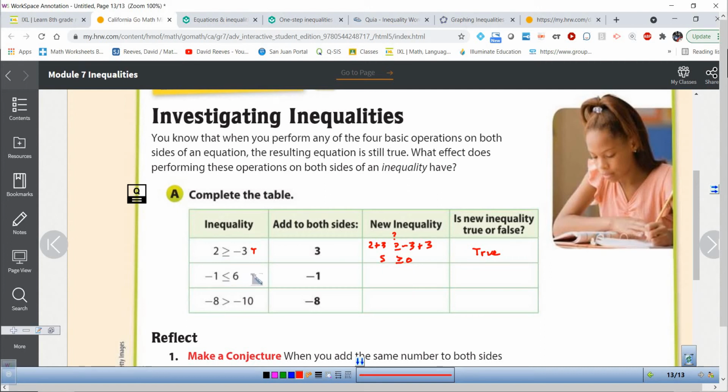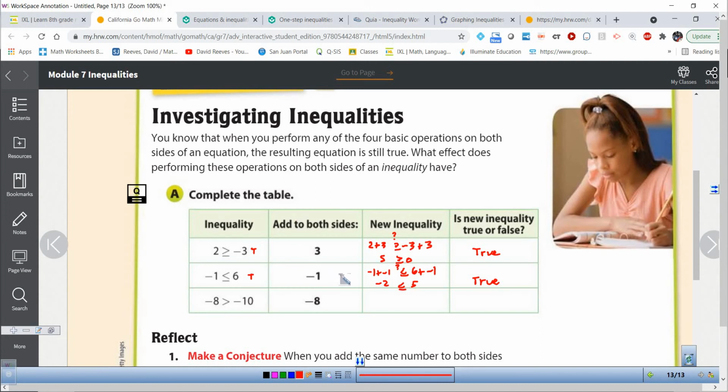All right, -1 is less than 6. That's true. Do you agree? Now they want us to add -1 to both sides. Well, -1 plus -1, that makes -2. All right, -2 is less than or equal to, let's try this, 6 plus -1. And again, I'm going to put a question mark because we're not sure if it's going to be true. -2 is less than or equal to 5. Well, that is also still true. So I added 3 to both sides, it stayed true.